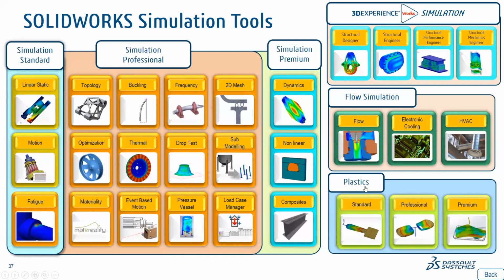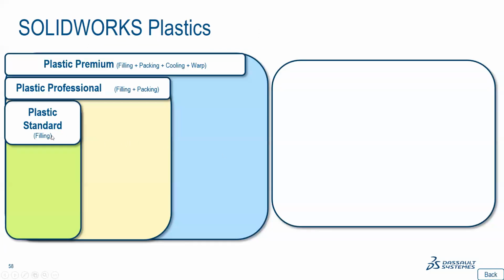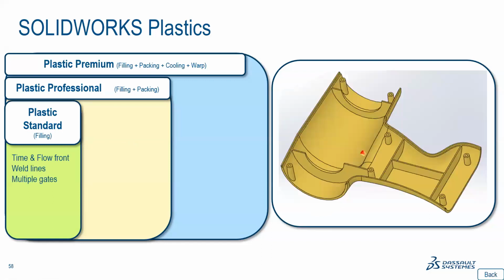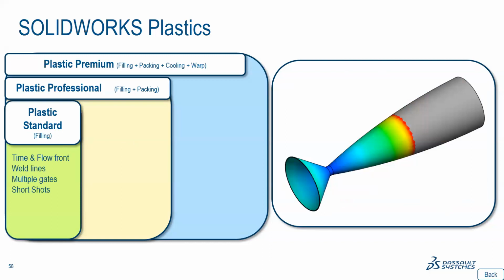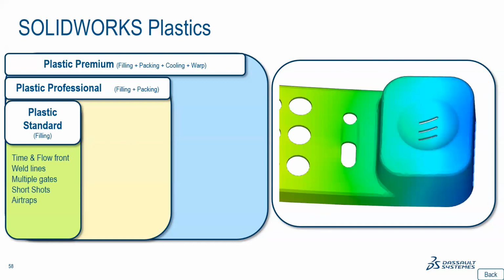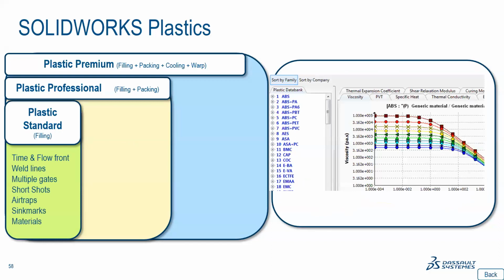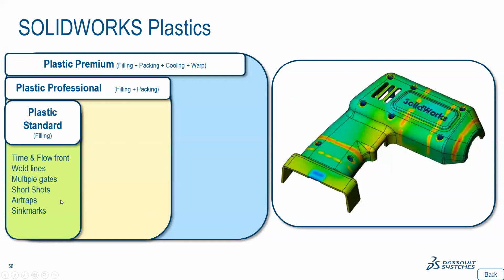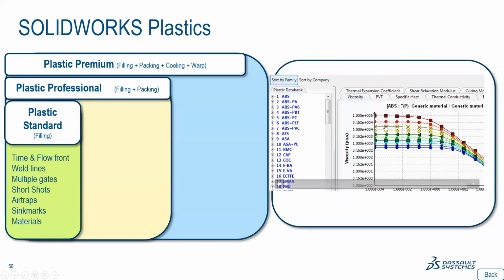Then we also have SolidWorks Plastics. For SolidWorks Plastics, we have SolidWorks Plastics Standard, for example, which allows you to do the filling process, to estimate the weld lines, the short shots, the air traps, and the sink marks. Here's an example of a sink mark again. And we have a big database of materials also.